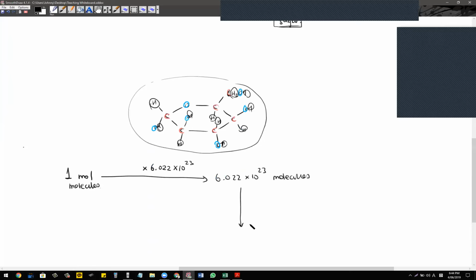Then, what do I have to do to get the number of atoms? I'll give you some clue. In 1 molecule, there are 24 atoms. Okay?